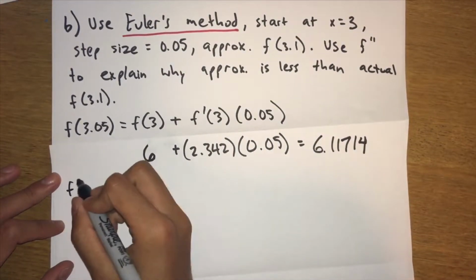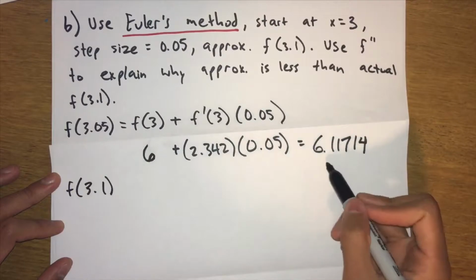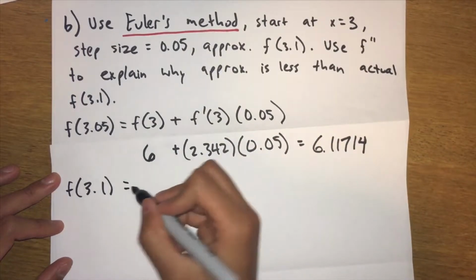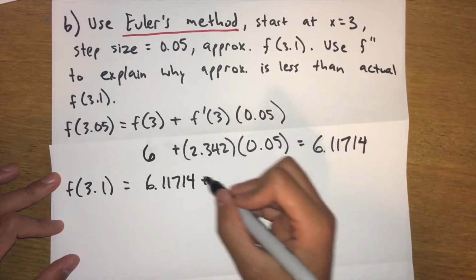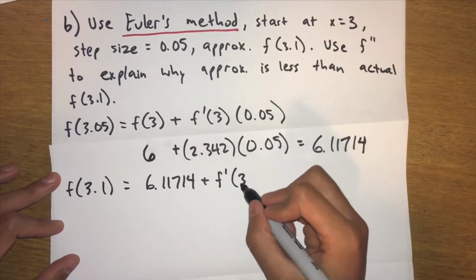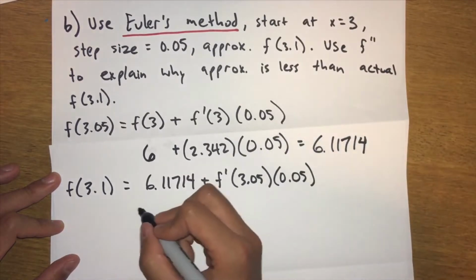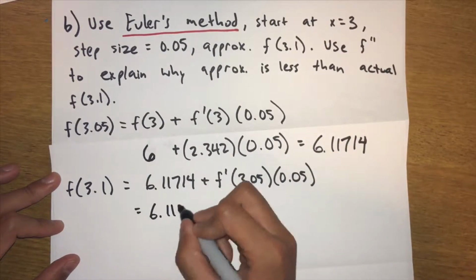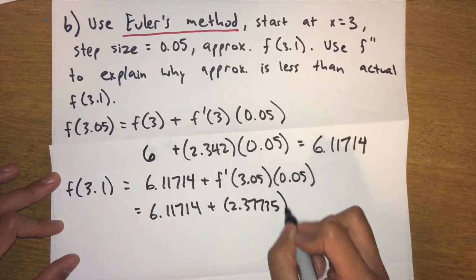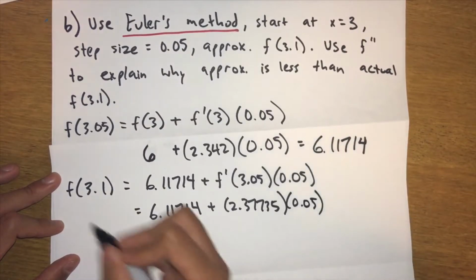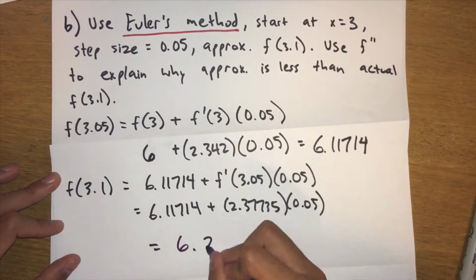Now to get f of 3.1, we just do the same thing, but with our new numbers that we got, 3.05 and 6.12. So that equals 6.11714 plus the derivative at 3.05, which is the slope, times our step size. So this equals 6.11714 plus 2.37735 times 0.05. And if you plug this into your calculator, your final answer will get you 6.236.